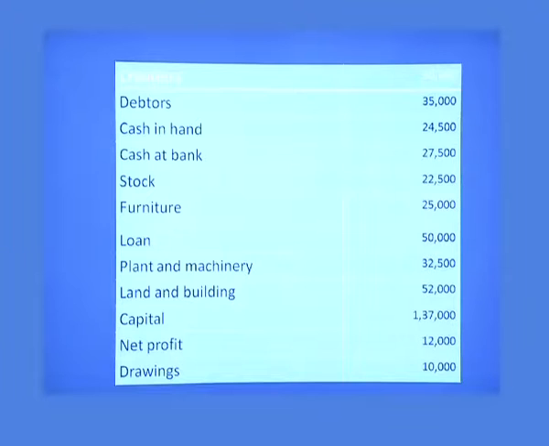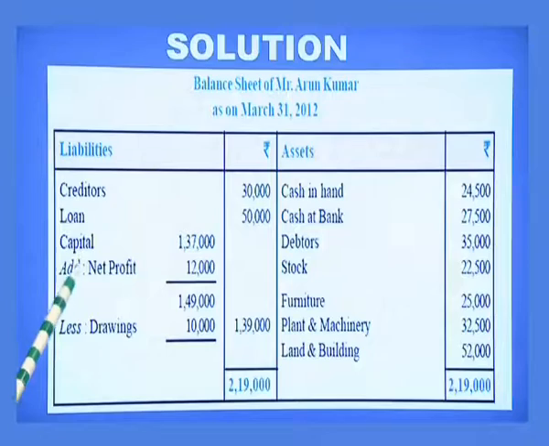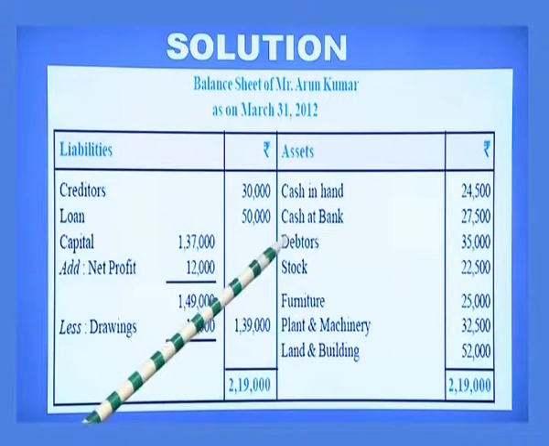Capital, in the inner column of the balance sheet you will write 1,37,000 and you will add the net profit and you will deduct the drawings from it. So, in the answer, capital, add net profit, less drawings. Creditors and loan on the liability side, and on the asset side, cash in hand, cash at bank, debtors, stock, furniture, plant and machinery, land and building.